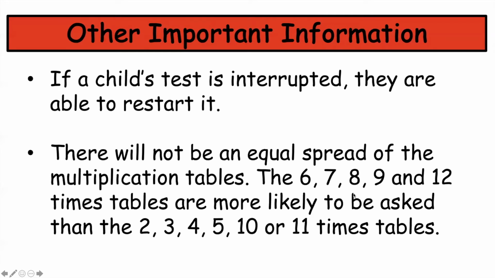Another important thing is that there's not an equal spread of the tables. Because they view the 2s, 3s, 4s, 5s, 10s, and 11s as the easier ones, ones they should have known in Year 2 and Year 3, it's more likely that tables in the 6s, 7s, 8s, 9s, and 12s will come up. That's not just me guessing. That is a fact that the DFE have said. So it is certainly worthwhile to make sure that those ones are ones your child is really practicing regularly and really knows at home.